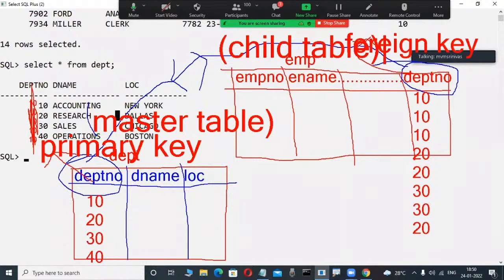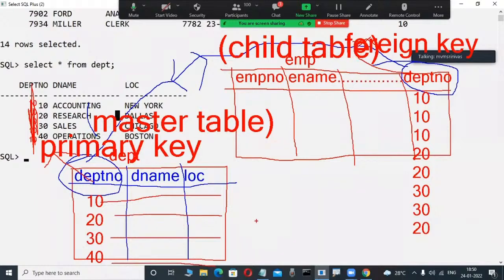Why, on the project side, are we establishing relationships between tables, with primary key, foreign key, and unique key? So many things are there, don't worry. Now here, this primary key table is a master table related to this child table. EMP is a child table, where the foreign key is available. That's why it is a child table related to this master table.